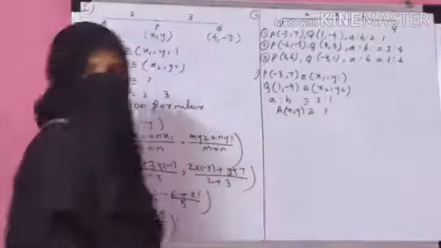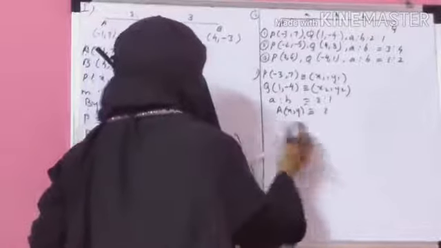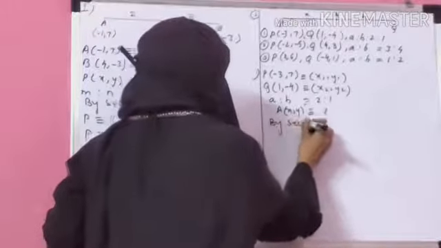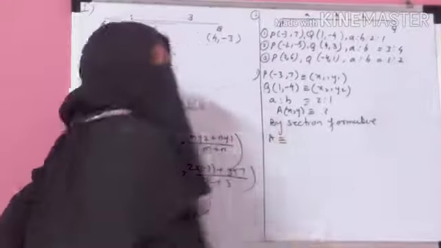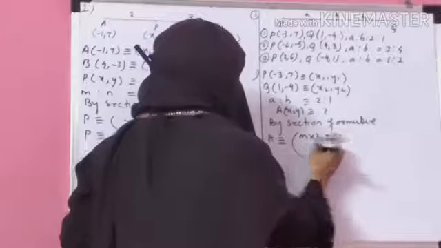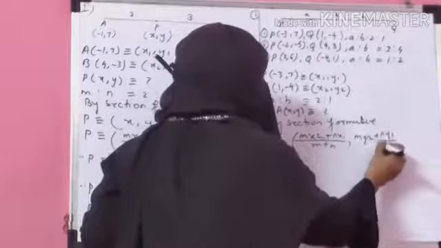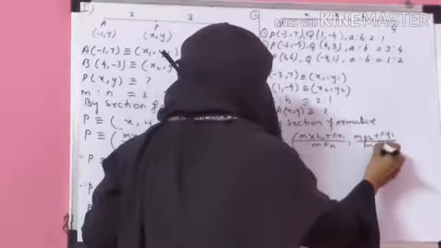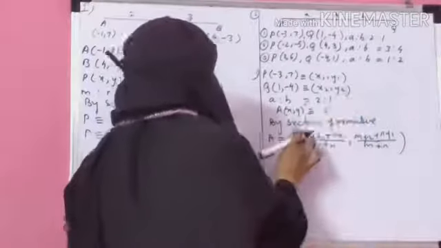Coordinate of point A. So finally start with the coordinate of point A, section formula right here. Section formula: coordinate of the point which divides a segment in a ratio. X coordinate is mx2 plus nx1 divided by m plus n. Y coordinate is my2 plus ny1 divided by m plus n. Now substitute the values here. Write in place of m.